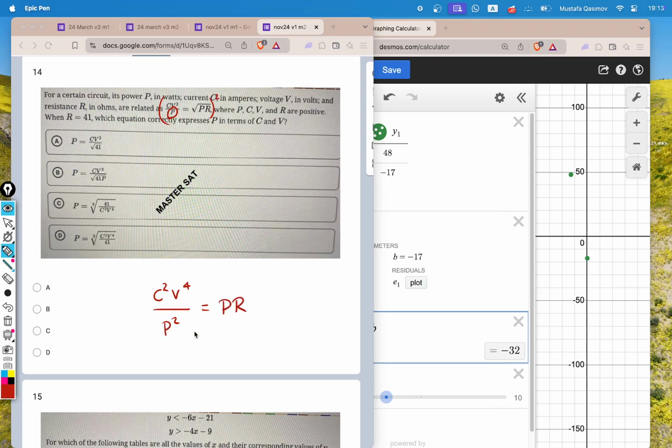Then let's do it like this. C square v4 is equal to p cube, and let's make r the subject here. Then we can write it like that. P is equal to this one, and r is equal to 41. So answer is D.